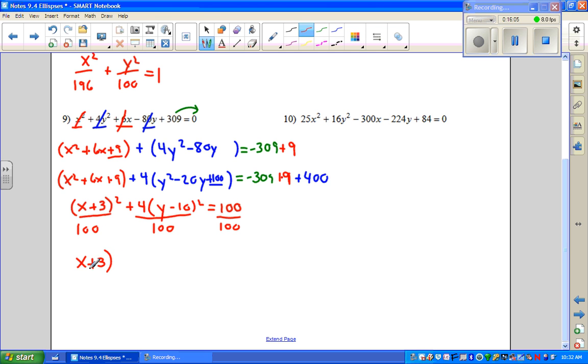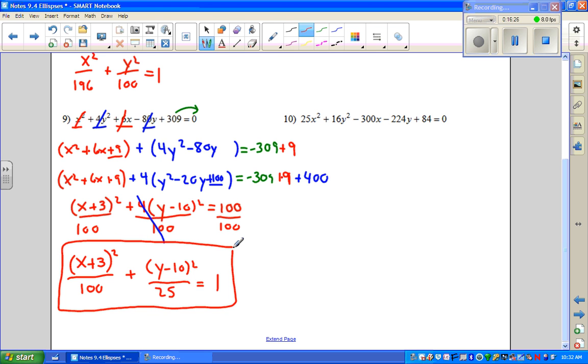X plus 3 squared over 100. Now, you'll notice in this one, the 4 into 100, if you do that, you have y minus 10 squared over 25, and it equals 1. Okay? What is in this example your center point? Your center is going to be at negative 3, because you have your h value, and it's going to be at positive 10. So that's your center value. Now, if you take the square root of this, your a is equal to 10, and your b is equal to 5.